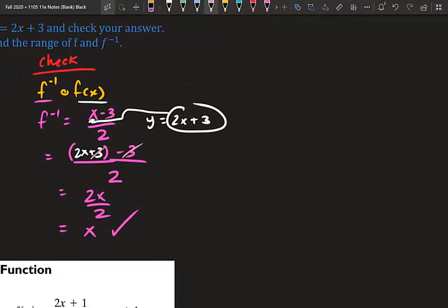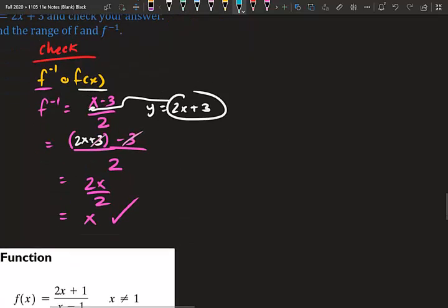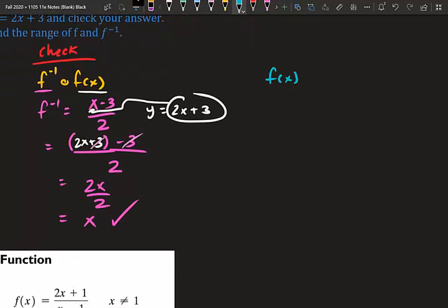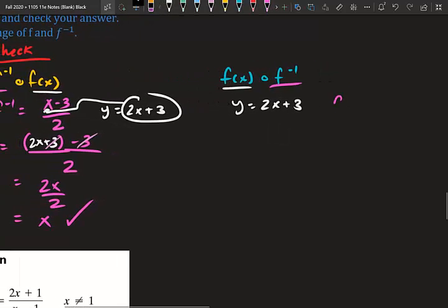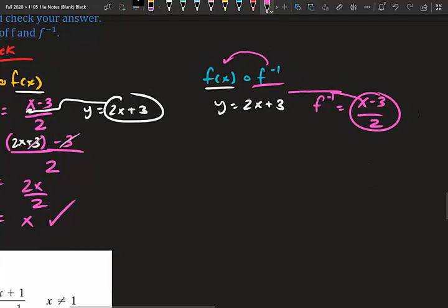So our second step is to do the function composed with the inverse. So we have our function, it's y equals 2x plus 3. We have our inverse, it equals x minus 3 over 2, so second into first. So second into first wherever there's an x. So we have 2 times blank plus 3, and the blank we're plugging in is x minus 3 over 2.